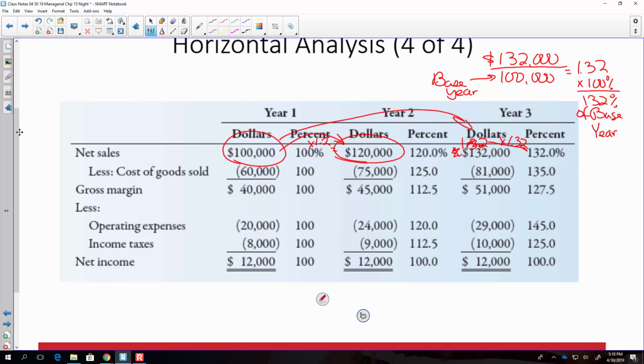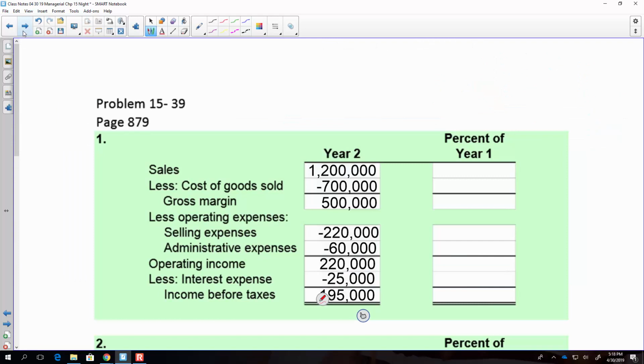This is horizontal analysis. I've not seen this so much in my years. I'm more of a percent change kind of guy versus a base year kind of guy. But that's the difference. So let's just try one.